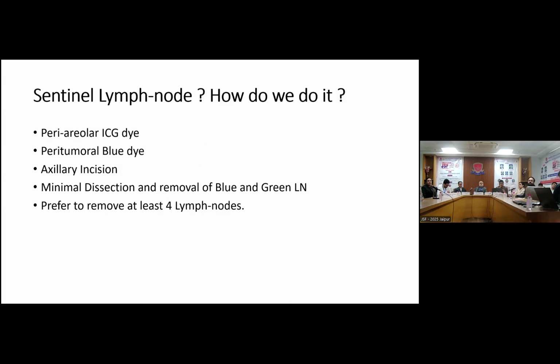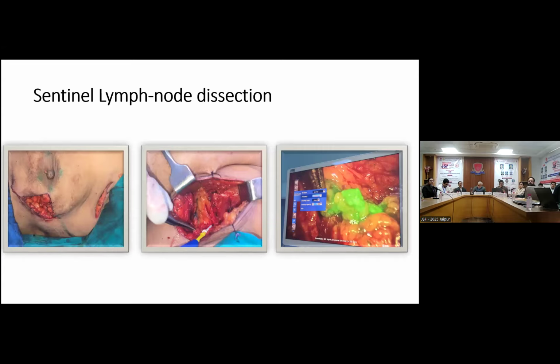So how are we doing sentinel lymph nodes? We put in periareolar ICG dye and peritumoral blue dye, make an axillary incision with minimal dissection, and remove the blue and green lymph nodes. We prefer to remove at least 4 lymph nodes. This shows a blue node in the mid picture and green tissue shown by the ICG, with green dye put in the periareolar region.